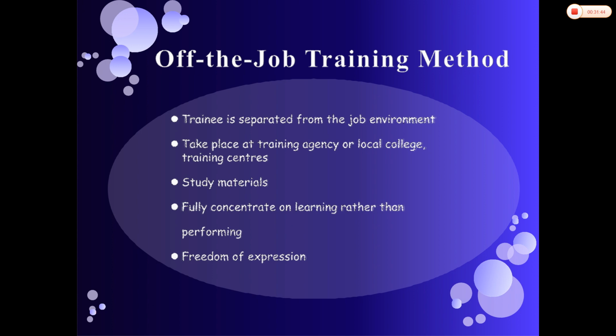Now coming to the off the job training methods. What is off the job? On the job training methods we have completed. Off the job training, as the name suggests, means you are not at your position in the organization, you are outside the organization. You will be asked to come and sit somewhere and learn things. Trainees are separated from the job environment, and training takes place at a training agency or local colleges.